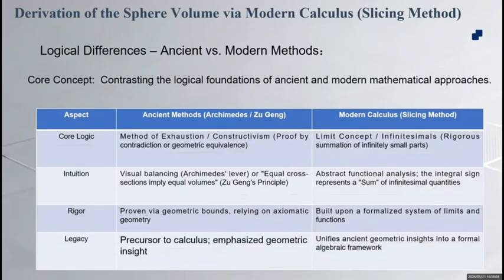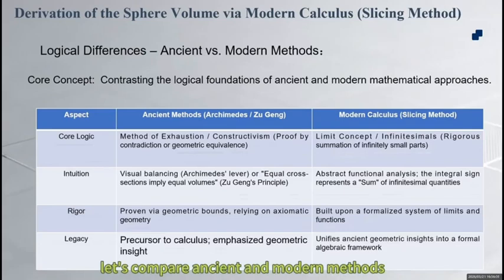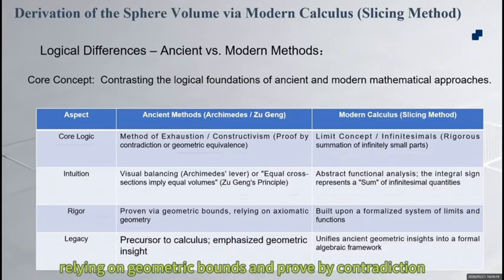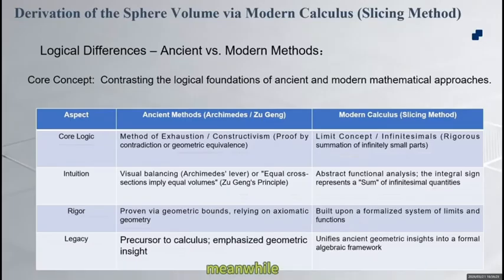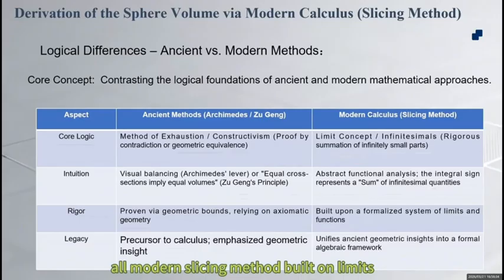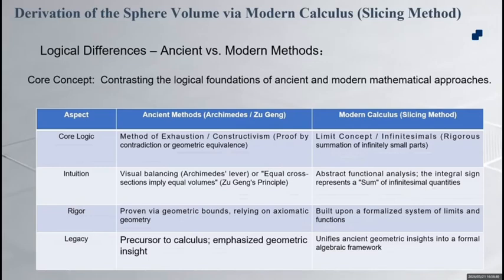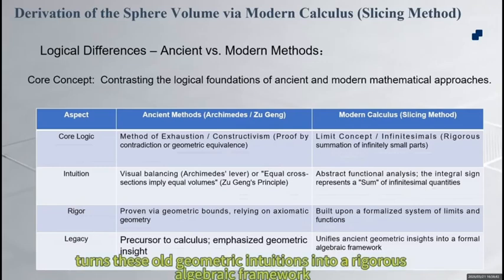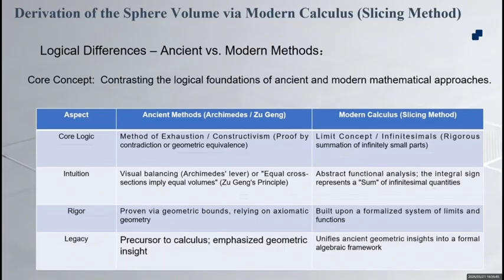Finally, let's compare ancient and modern methods. Ancient mathematicians like Archimedes used the method of exhaustion, relying on geometric bounds and proof by contradiction. Meanwhile, Huygens' principle used visual geometric equivalence. Our modern slicing method, built on limits and infinitesimals, turns these older geometric intuitions into a rigorous algebraic framework.